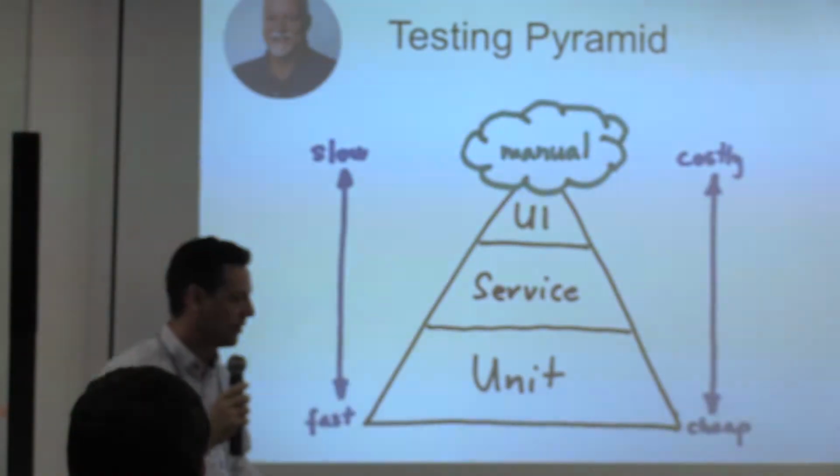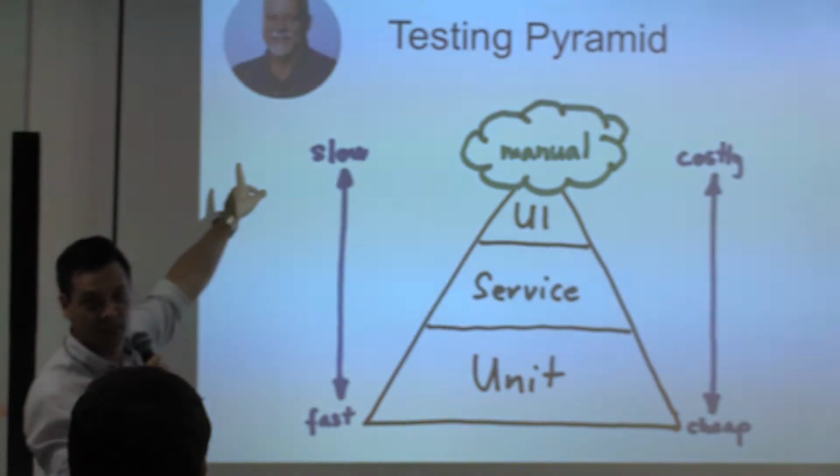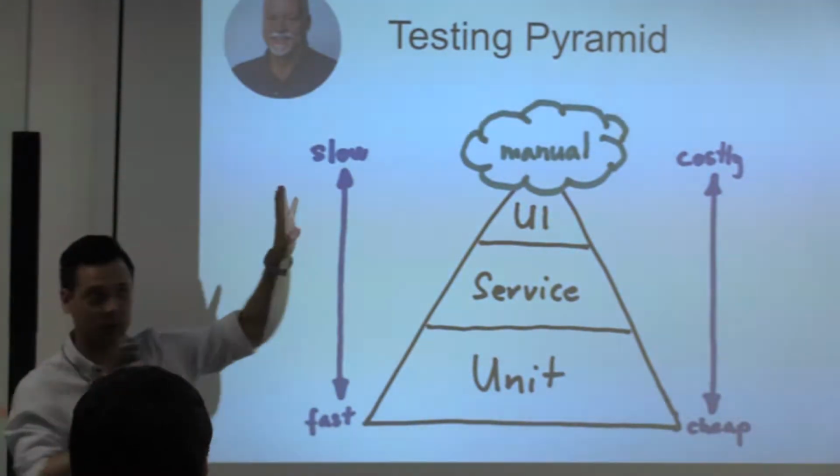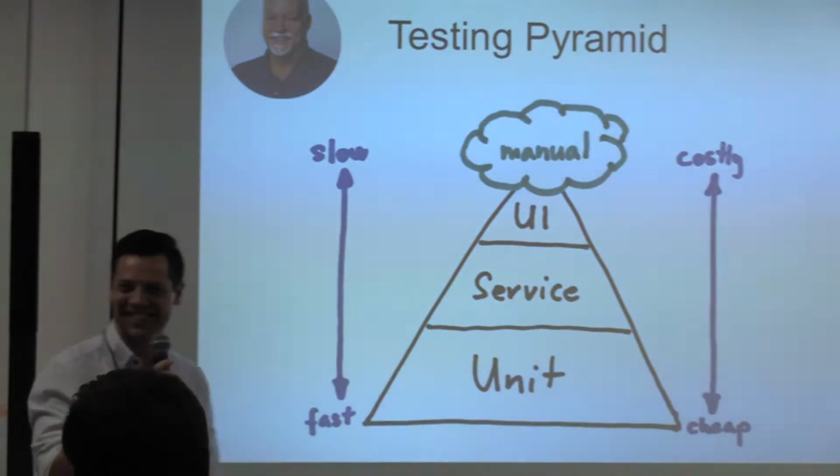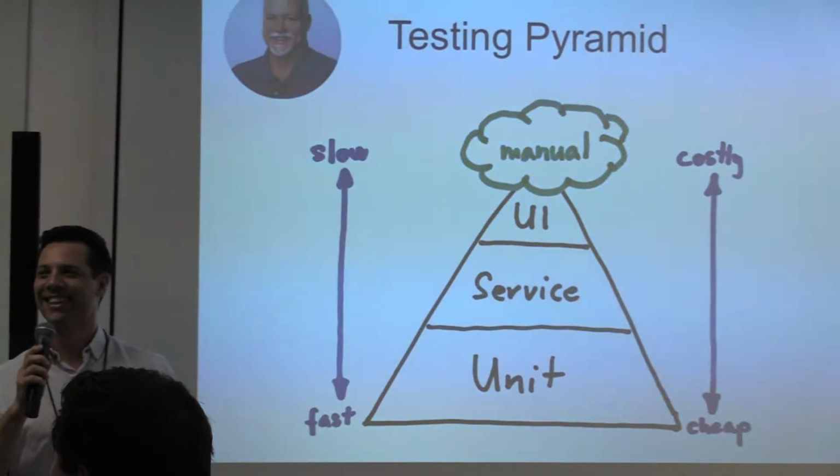So does anyone know who this gentleman up on the top left is? Mike Cohn, of course. You said you meant a sixer, right?